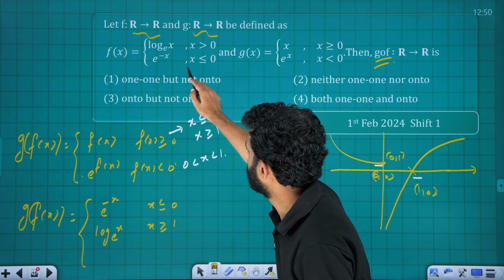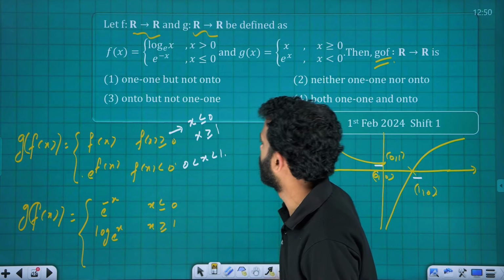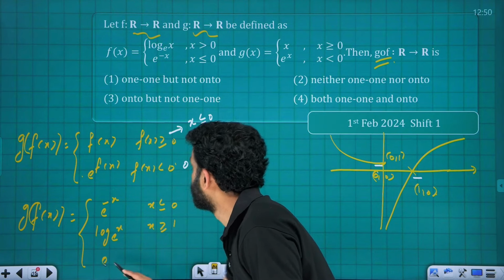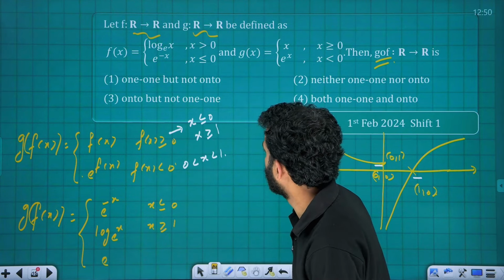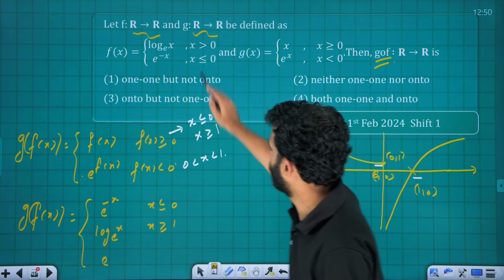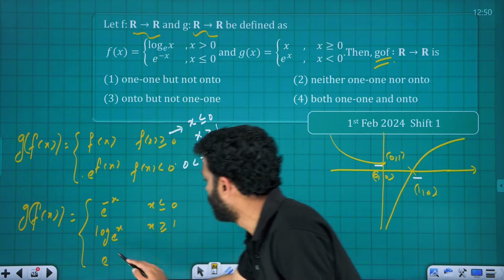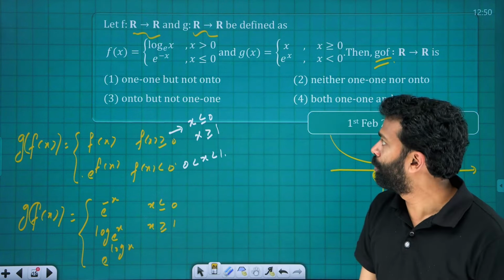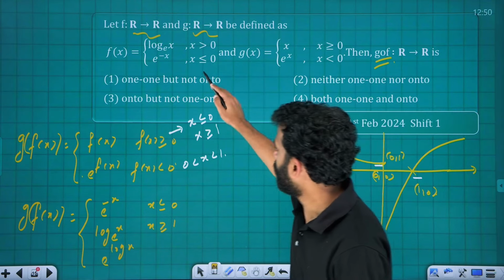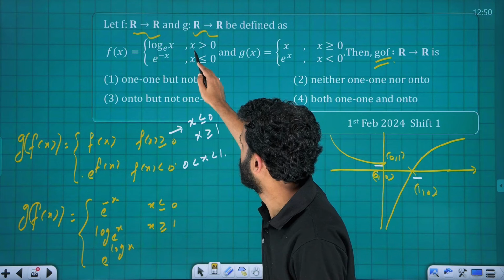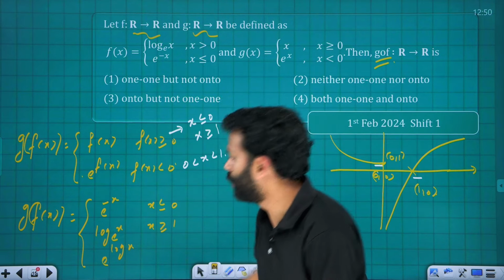See, between 0 and 1, what is the value of f of x? Between 0 and 1 means we need to use this one, that is e raised to minus x, that is e raised to f of x. So between 0 and 1, f of x using log x, therefore it will be e raised to log x. I hope you got the idea here. Between 0 and 1, the value of f of x is what? Log x. Therefore, it will be e raised to log x here.